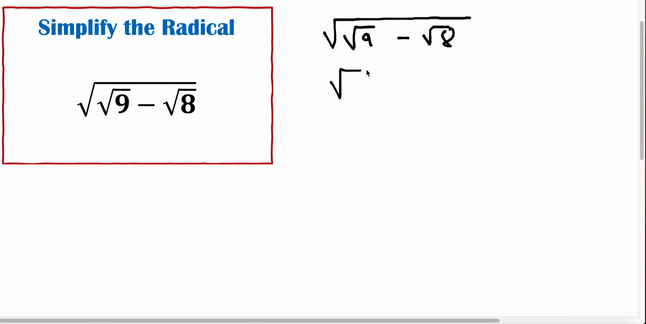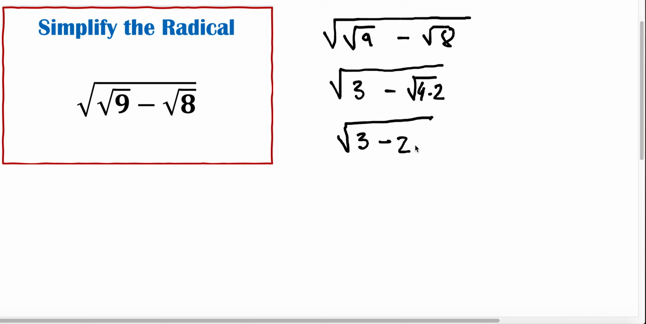So square root of 9 is equal to 3. Minus, and square root of 8 I can write as the square root of 4 times 2. And now this I can write as 3 minus, but square root of 4 is 2. This I can write as 2 times square root of 2. What else can I do? So instead of the 3 I can write 2 plus 1.